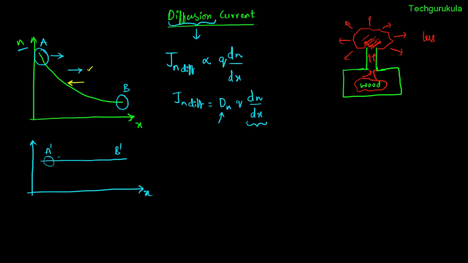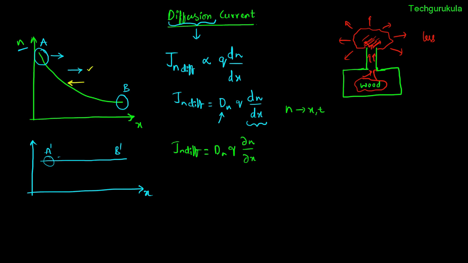In general, n might not be just a function of x, the space. It can be a function of time sometimes, which means n is a multivariable function. So in that case, we cannot directly mention the differentiation. Instead, we should be writing this in terms of partial differentiation. So let me write this here, q Dn ∂n/∂x.